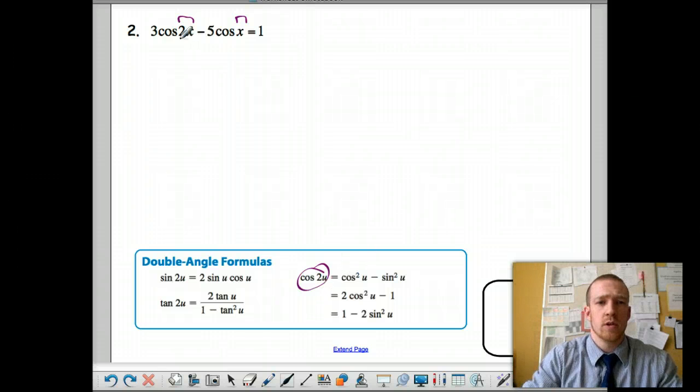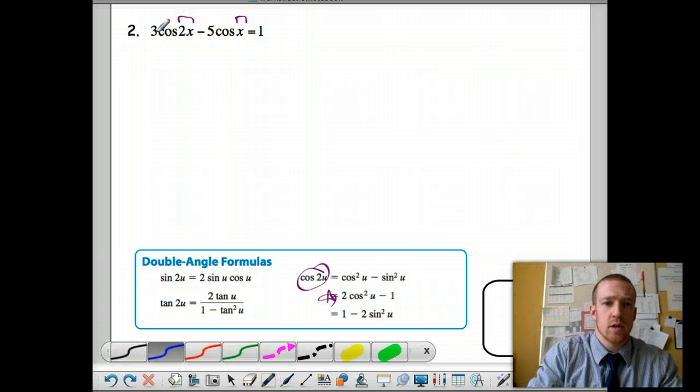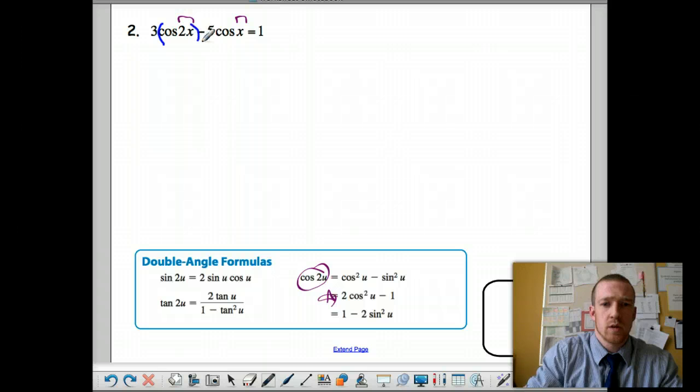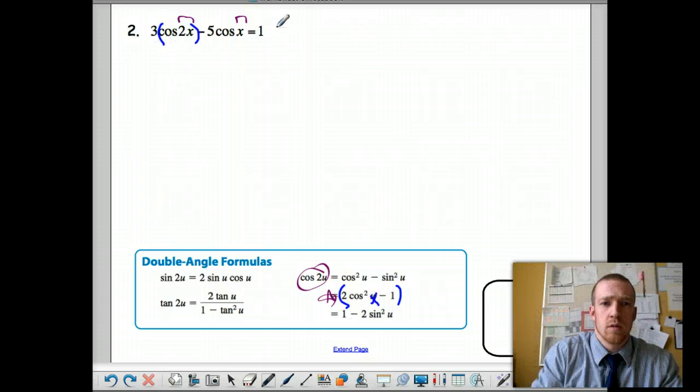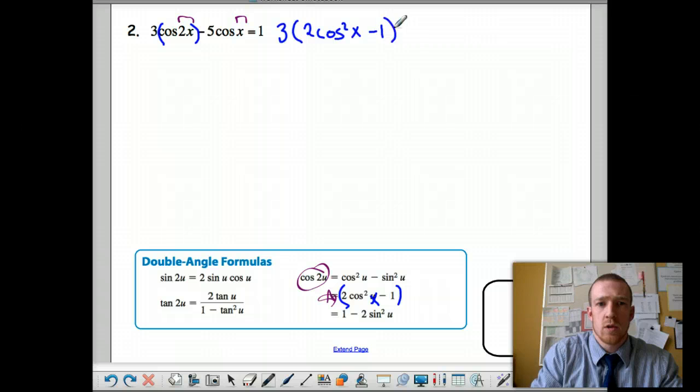So which one do we want to use? Well, we don't want to use this because this involves a sine. This will give us a sine and a cosine in one equation. We don't want that, so we're going to use this one. So I'm just going to substitute in, instead of cosine of 2x, I'm going to sub in 2 cosine squared x minus 1. So that gives me 3 times 2 cosine squared x minus 1, and then minus 5 cosine x equals 1.